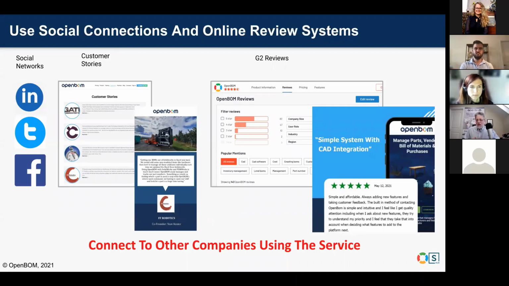And then we are sharing the experience of our customers online in a variety of forms. One form is customer stories. People love stories. The story is the best way to understand anything. So we are writing stories about our customers and the problems that they had and the way OpenBOM helped them to solve this problem. This information is available on our website, and we share links to the stories everywhere.